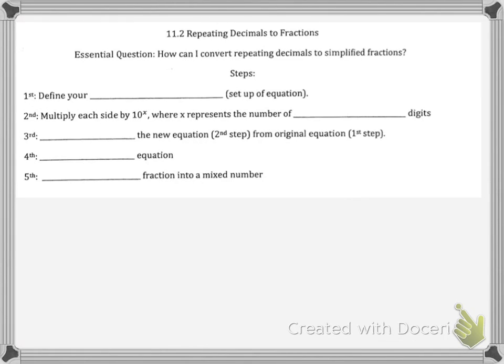Okay, so we're going to take another look at repeating decimals to fractions because I think that's a difficult skill, so we'll practice that a little bit and break it down into its steps. The first step is to define your variable, in which case you set up your equation. You're going to multiply each side of that equation by 10 to the x, where x represents the number of repeating digits. So 10 to the power of however many digits repeat.